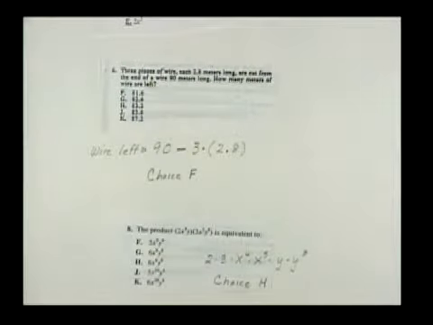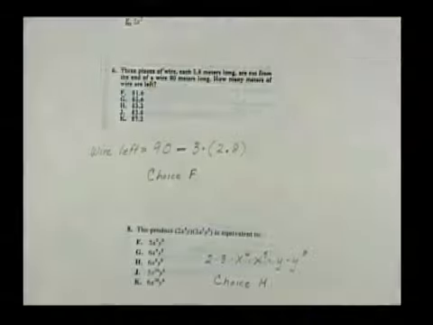Three pieces of wire, each 2.8 meters long, are cut from the ends of a wire 90 meters long. How many meters of wire are left? That can be found by taking the total length of the wire, 90, and subtracting 3 of those lengths, 2.8, choice F.